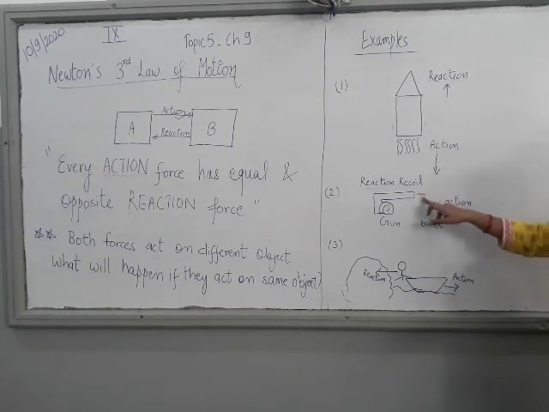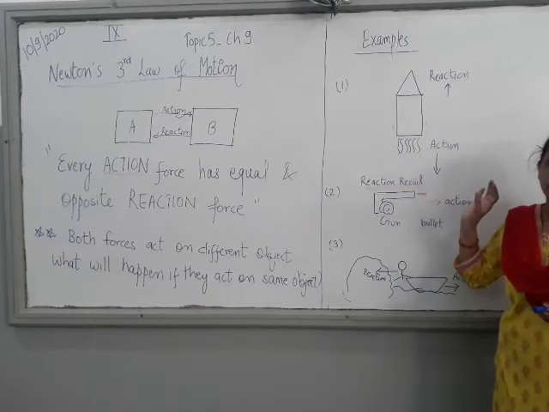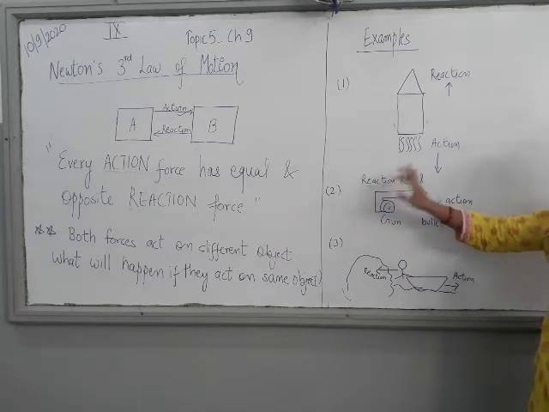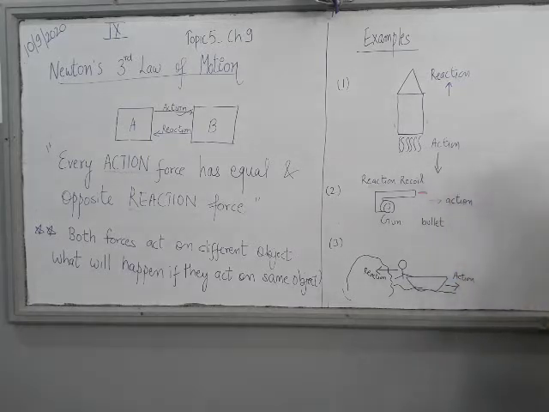Why? The difference here is in mass. The bullet is so small, so light, it gains high speed from that force. And the gun receives a very small effect from this reaction force.